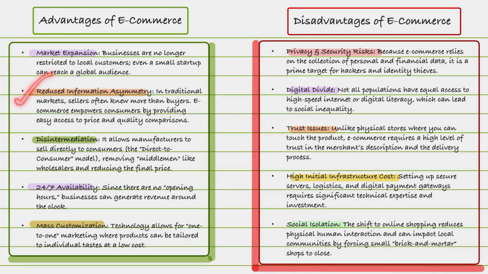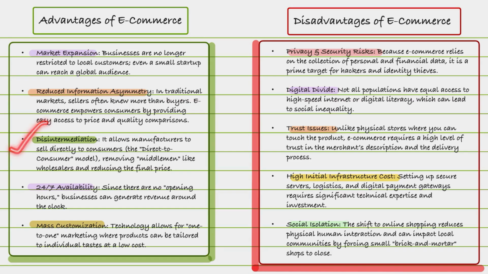Then there is reduced information asymmetry. In the past, sellers held all the power because they knew the true quality and the wholesale cost of the product, while the buyer had to take their word for it, right? "I am giving the guarantee that this product is this and that." But e-commerce balances this out. Today consumers can quickly compare prices and read reviews across multiple sites before spending a dime.